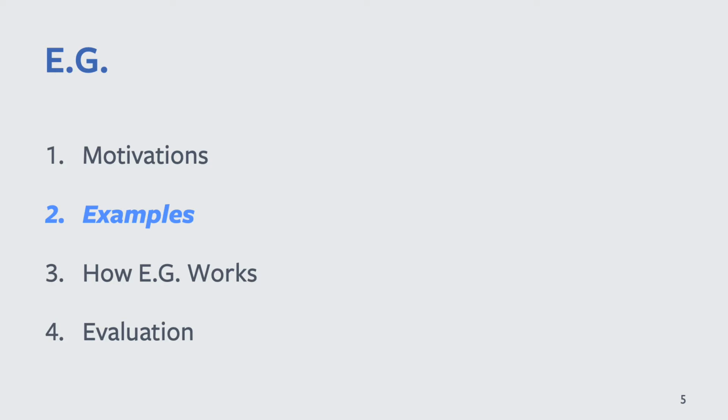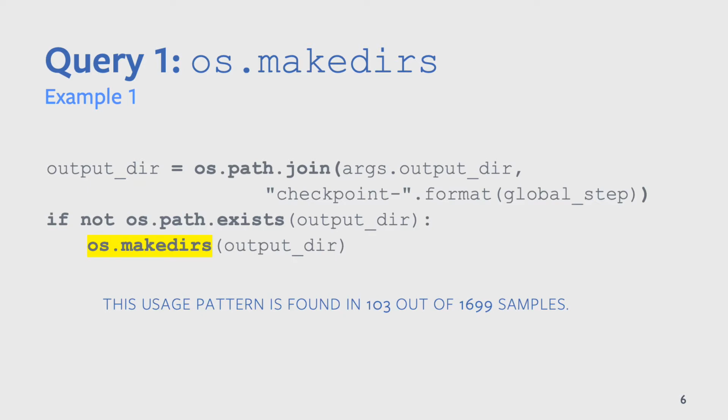Now I'll demonstrate how E.G works by showing you the code example E.G generates for 3 unique queries. Keep in mind that while we find E.G to be most useful for proprietary libraries with few handwritten examples, we cannot release such proprietary code for confidentiality reasons. I will instead show examples for some popular Python methods.